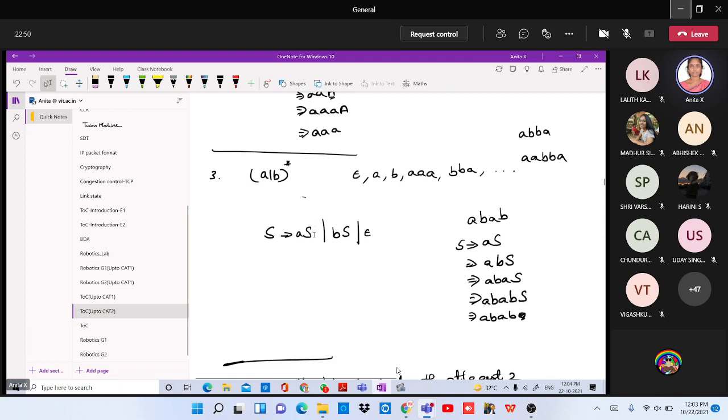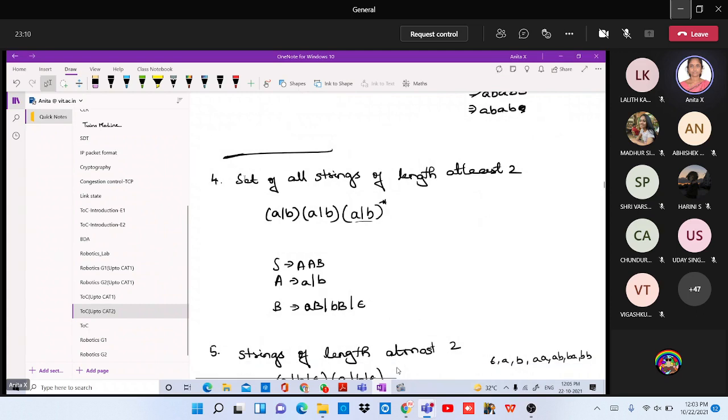After A, I can have any sequence of A's. Alright, and similarly, I can have any sequence of B's even. So that is what we are having: A concatenated with S and B concatenated with S. So what can I do? I can have any combination of A's and B's, and I can even have epsilon.